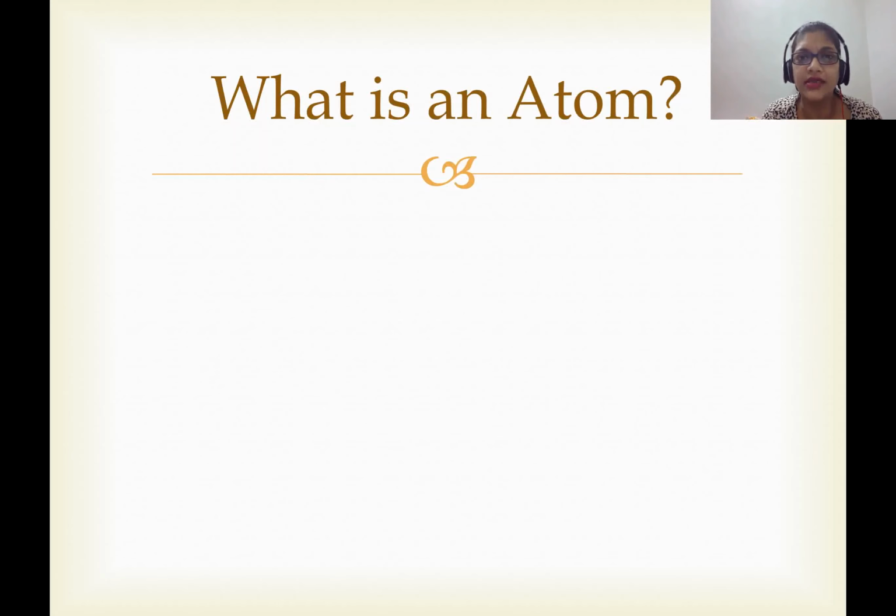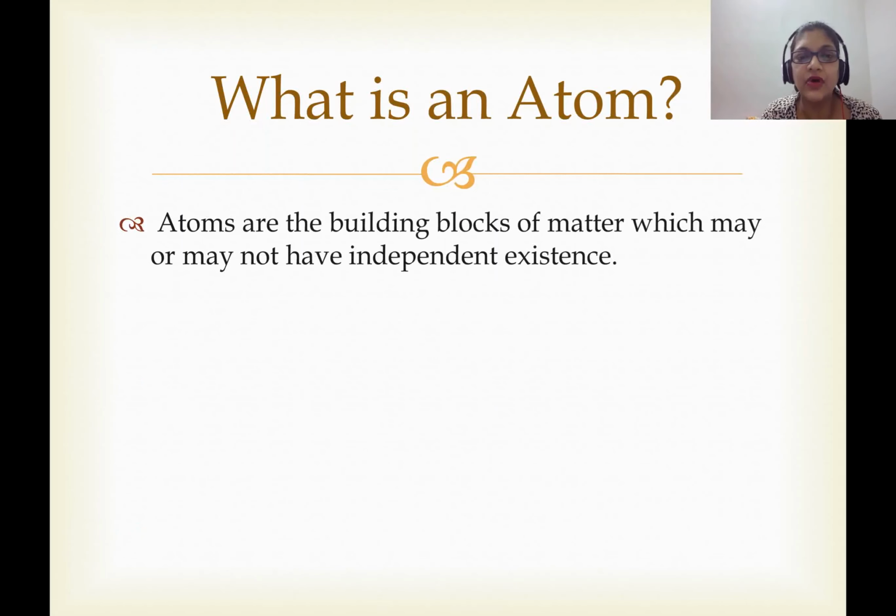Now, what is an atom? Atom is the smallest particle of any matter which may or may not have independent existence. That means we cannot further divide an atom, but this concept was given initially when the scientists started studying the matter, how the matter is made. Now we know that we have 5 states of matter right now: solid, liquid, gas, plasma, Bose-Einstein condensate. So irrespective of any matter, everything is made up of atoms.